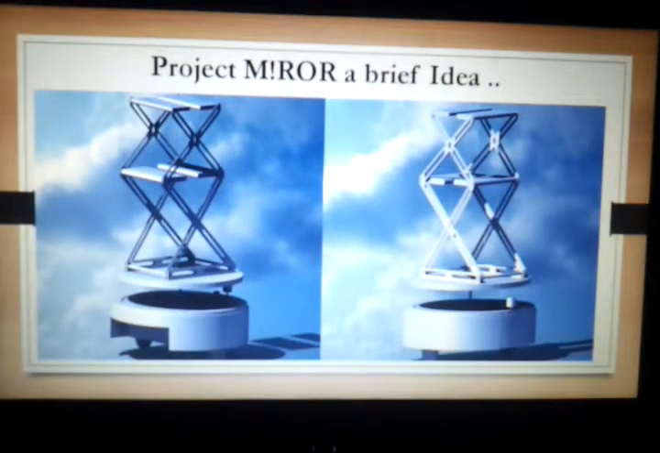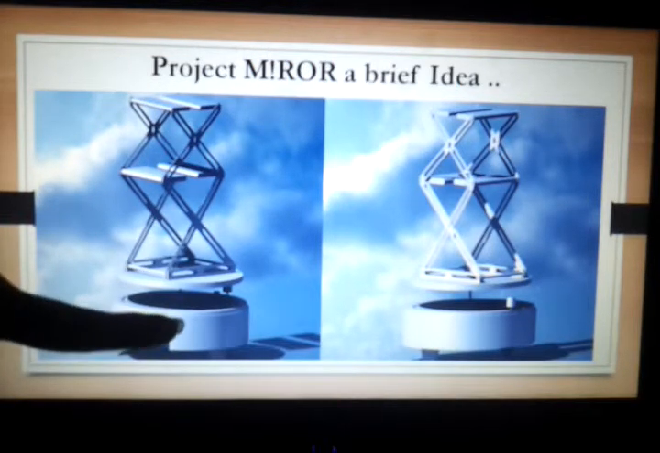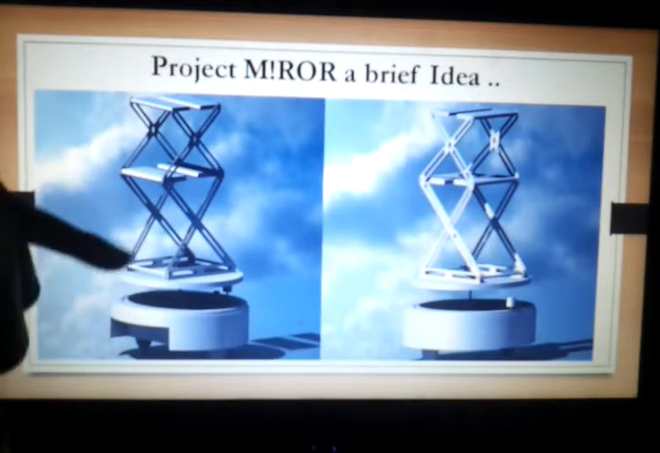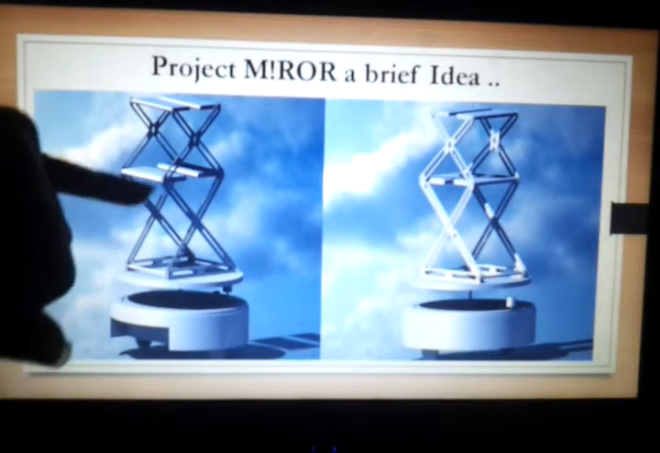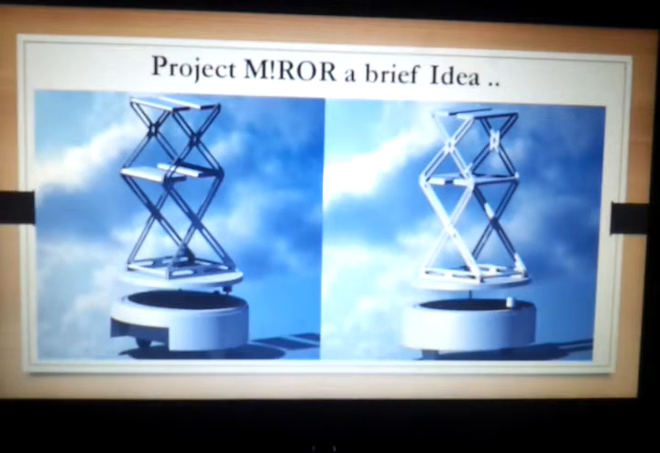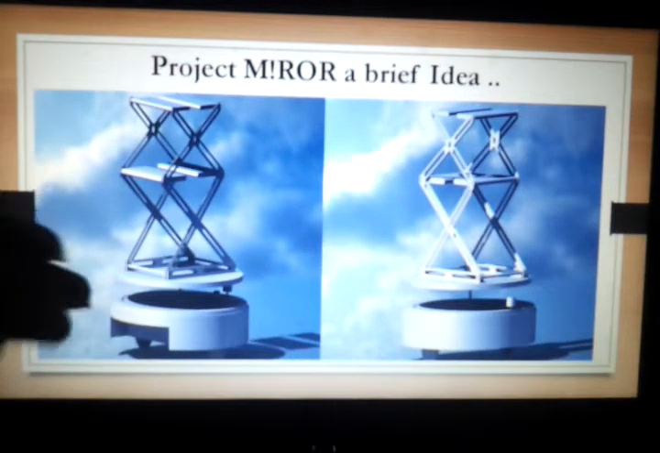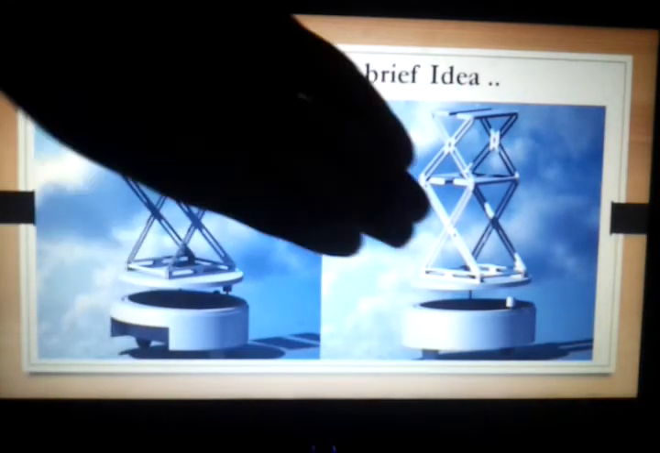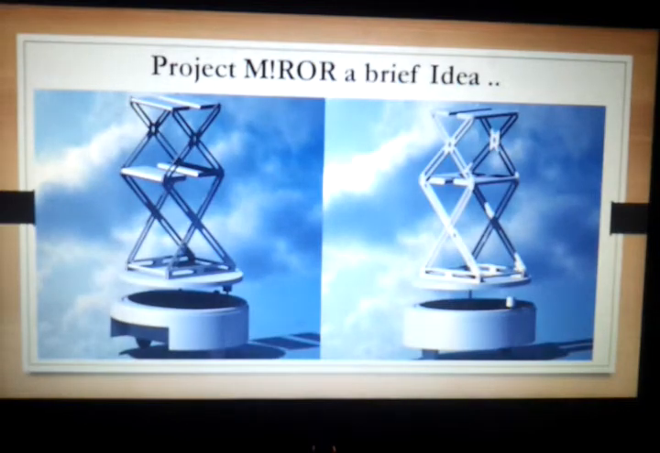So this is a brief idea of the project. What is Project Mirror? So this is a Roomba 770i, which we will further discuss. This is an annular disc. This is a scissor lift. In the middle mounting there is a motor and a nut and bolt mechanism, and on the upper mounting it has sensors. So this one is the rear view of the scissor lift of Project Mirror, and this is the front view of Project Mirror.